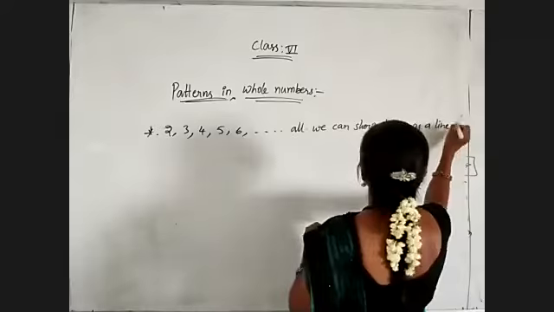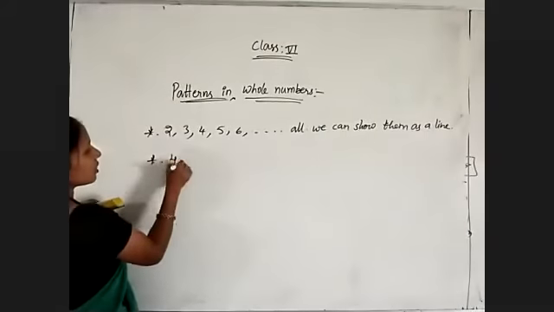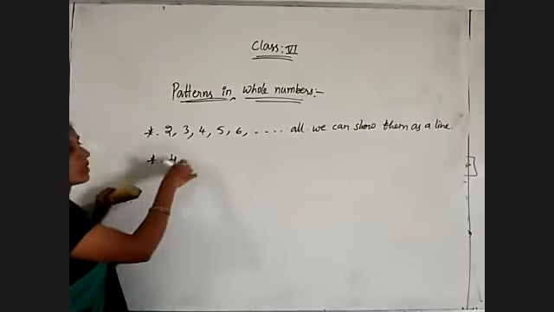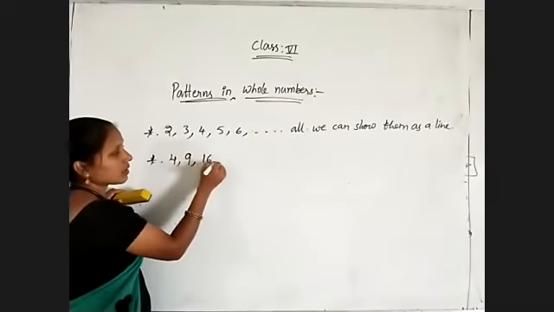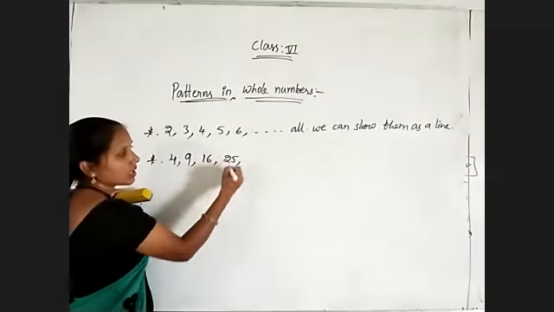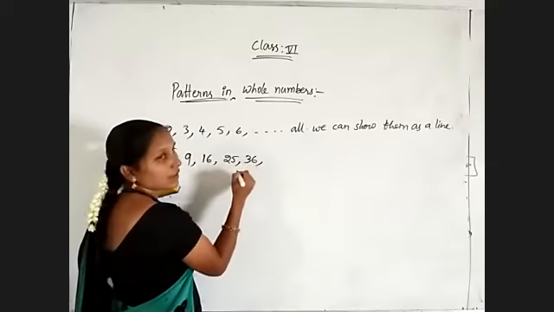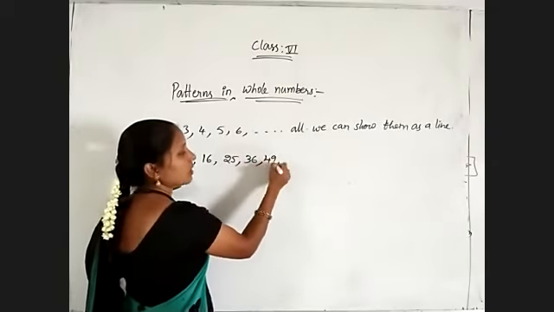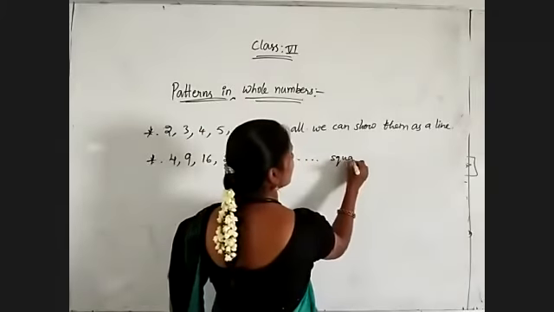All these numbers we can show as a line. And the numbers from 4: 2 2s are 4, 3 3s are 9, 4 4s are 16, 5 5s are 25. Next number 6, 6 6s are 36. Next 7, 7 7s are 49. So like this, all these numbers we can show as squares.